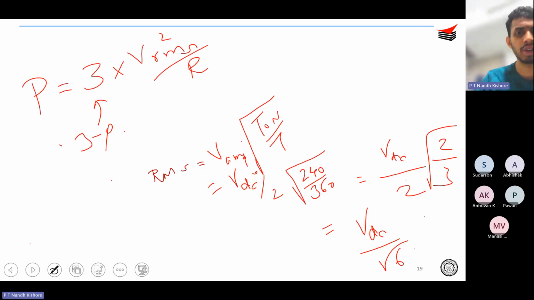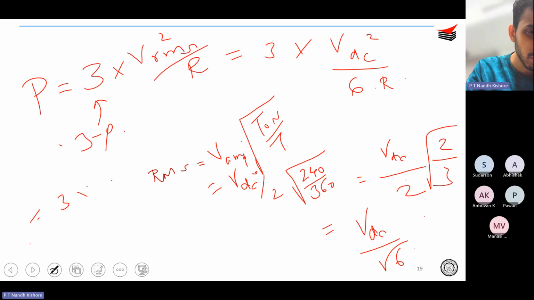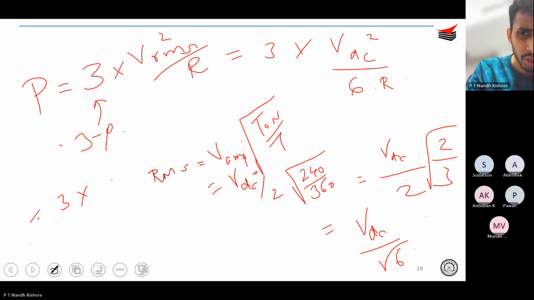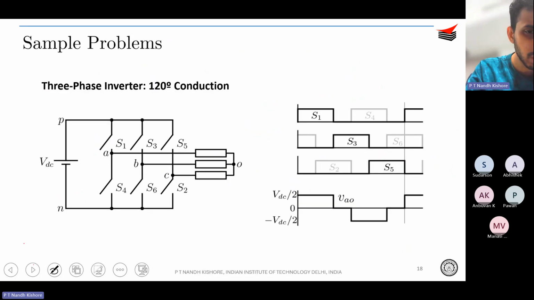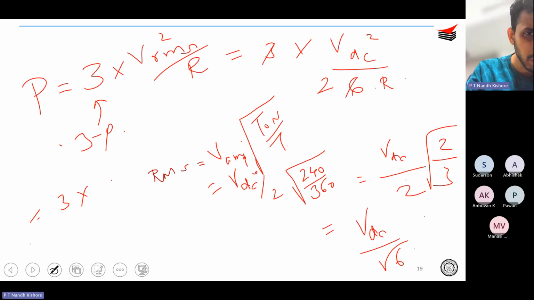Okay, so let me solve it something like this. So 3 into VDC square, right? So VDC square over 6 into R. Okay, so 3 and 6 are cancelled. So it is basically VDC square over 2R. Correct? So what is VDC? VDC is 450 volts, right? And R is 10. So it is basically 450 square over 2 into 10.